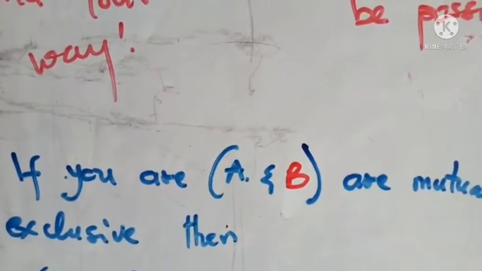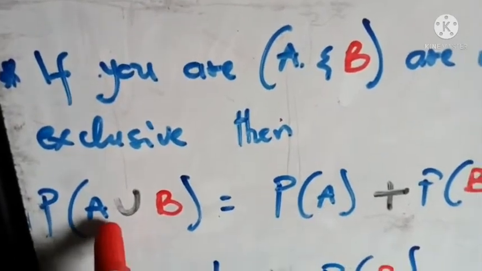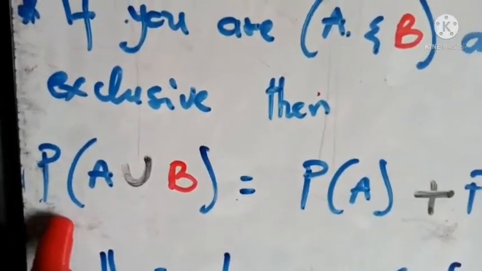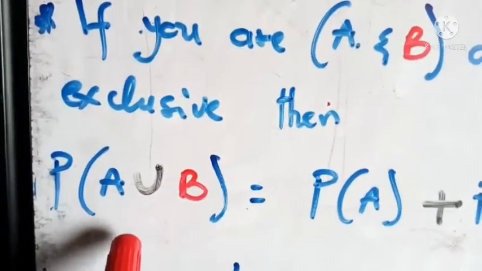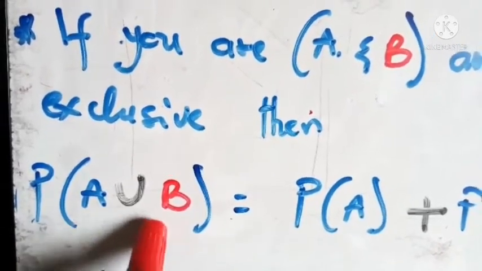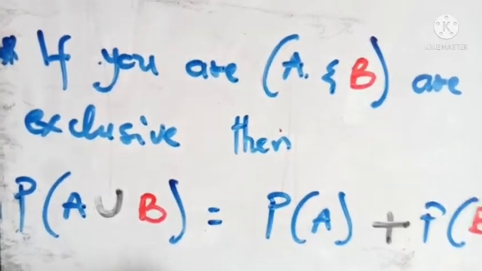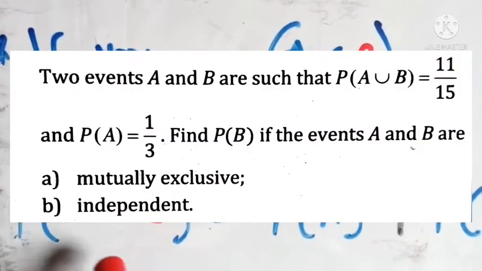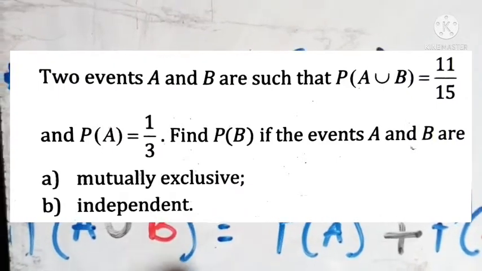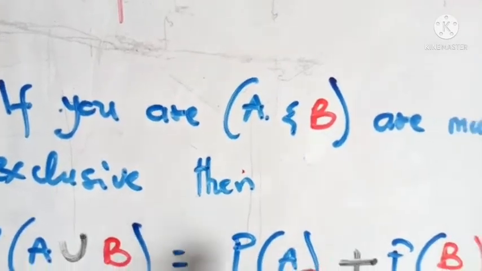And then they give the union of the two. What it means is that when you combine the two of them, their probability, the chance that the two of them will happen, is given as 11/15. So if the two of them occur, the chance is 11/15.